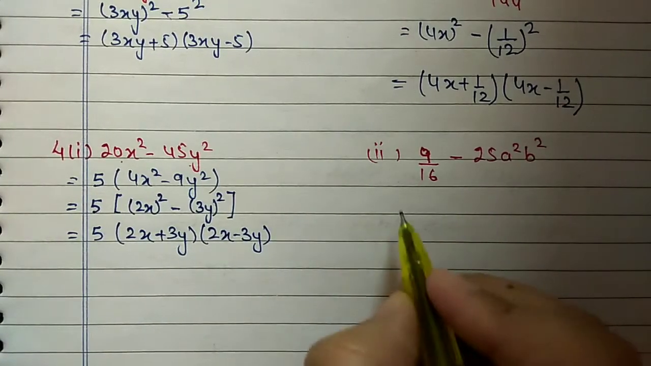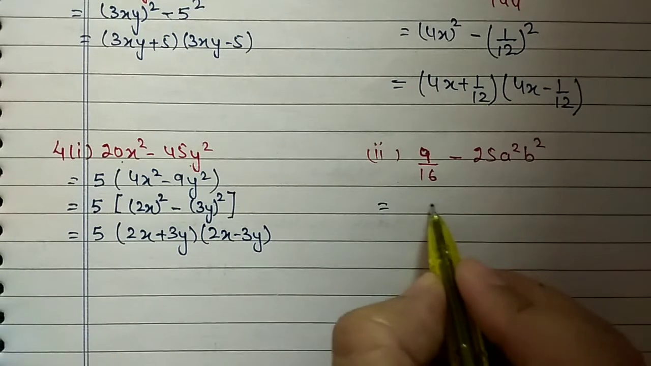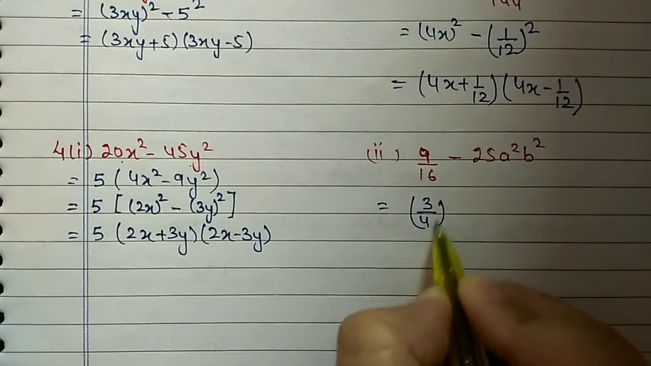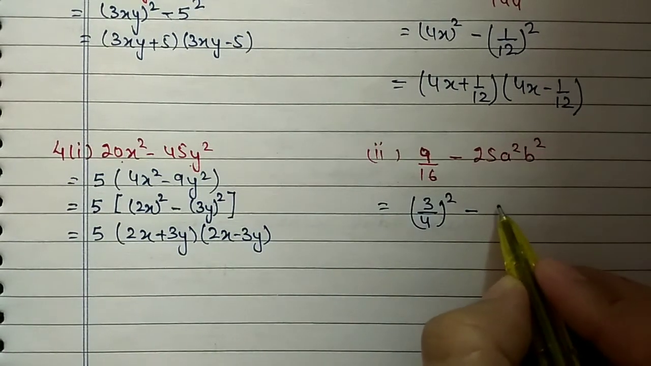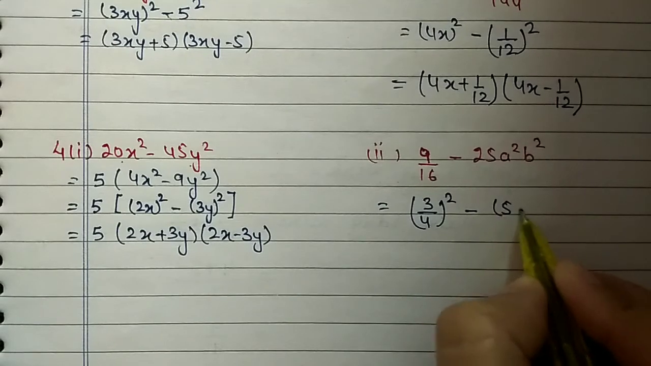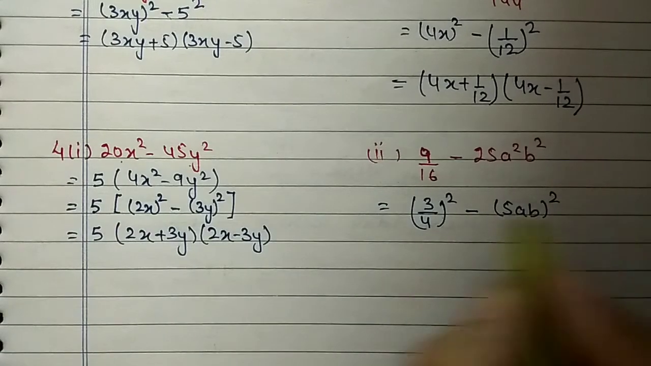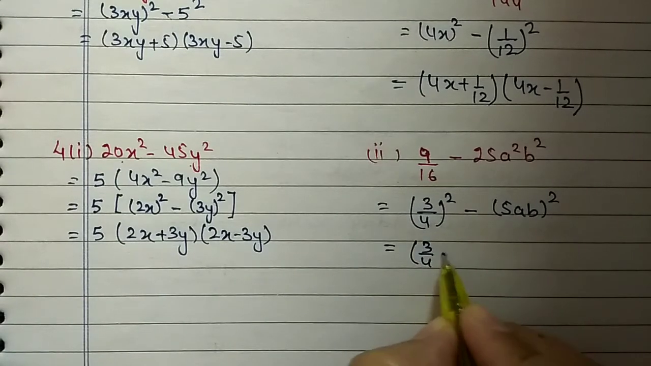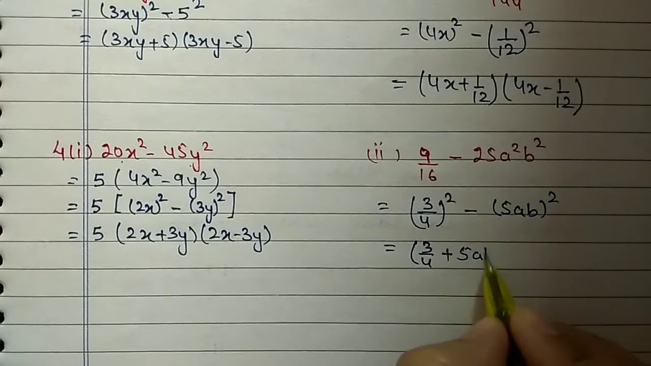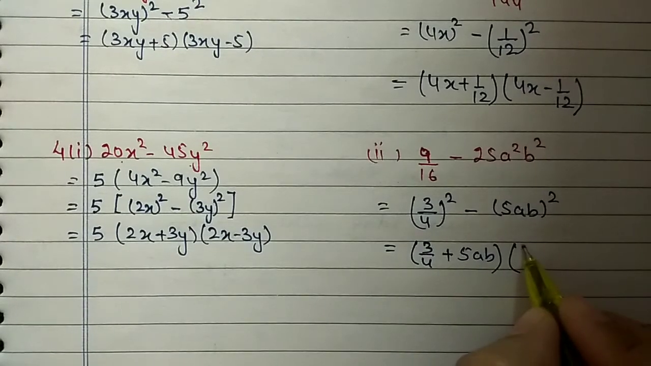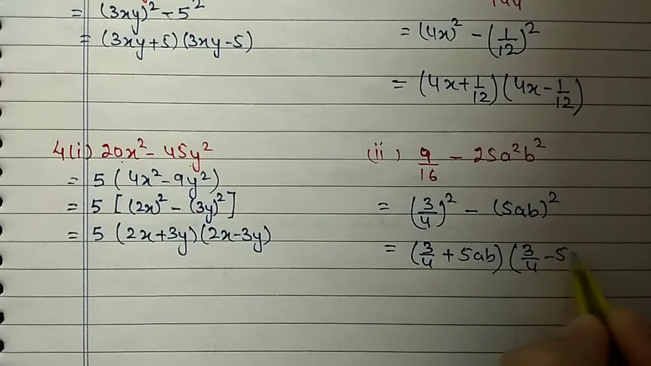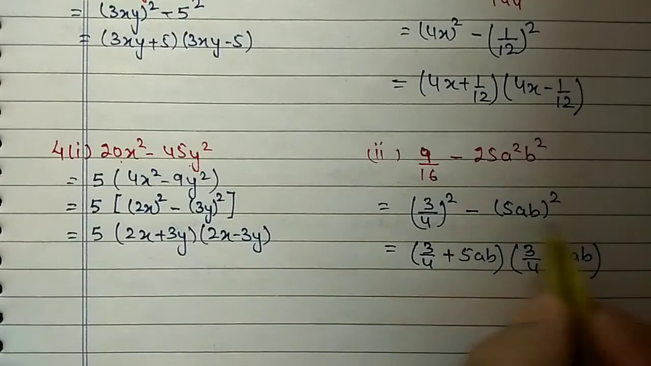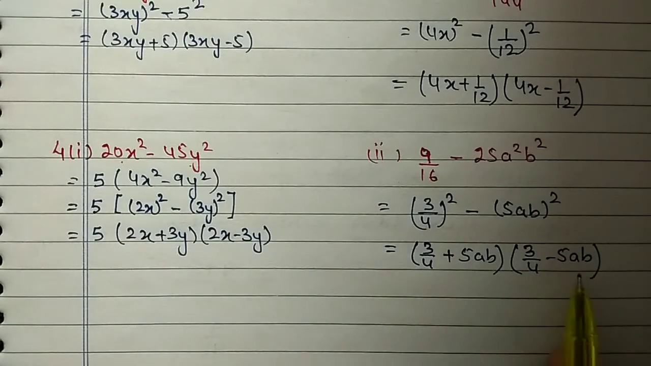Next, second part, 9 by 16 we can write as 3 by 4 whole square. And 25a square b square we can write as 5ab whole square. A square minus b square, which we can write as a plus b into a minus b. A square minus b square is a plus b, a minus b.